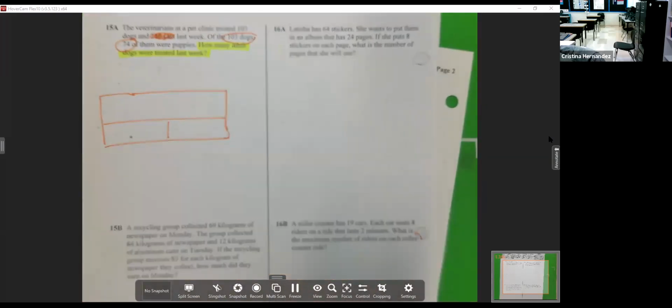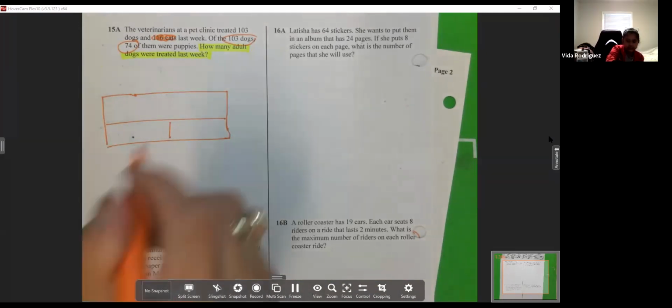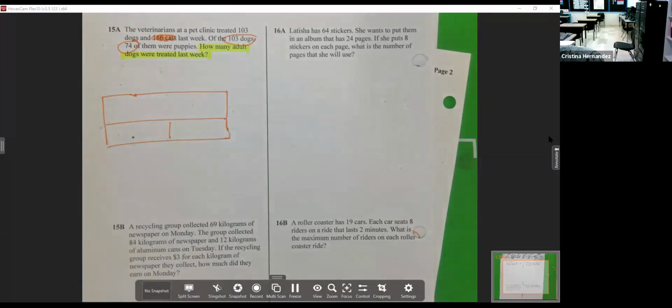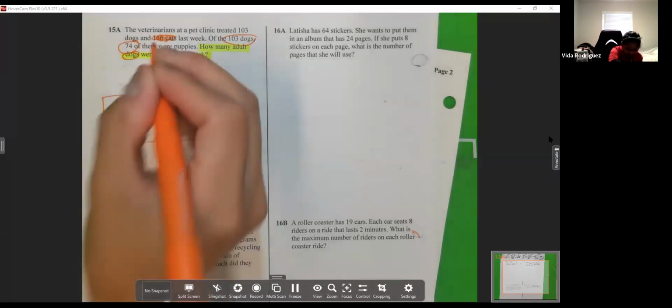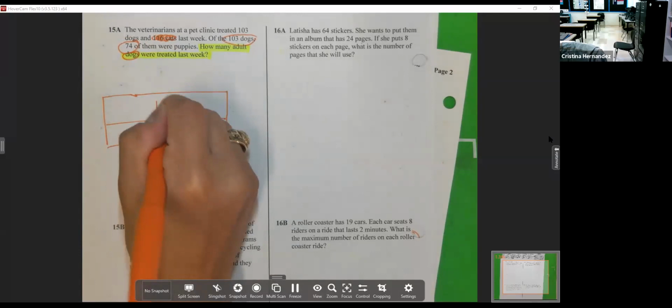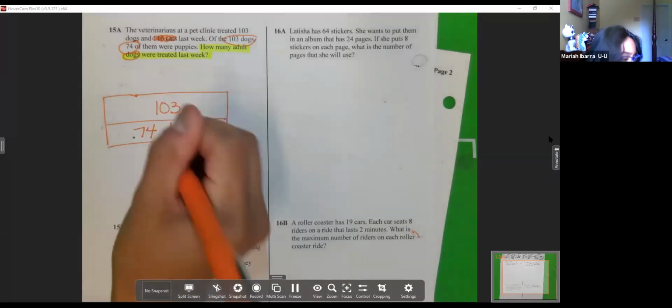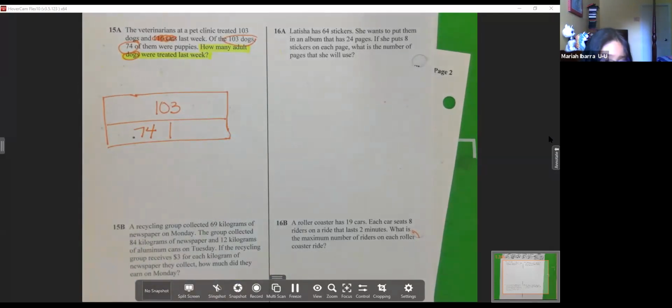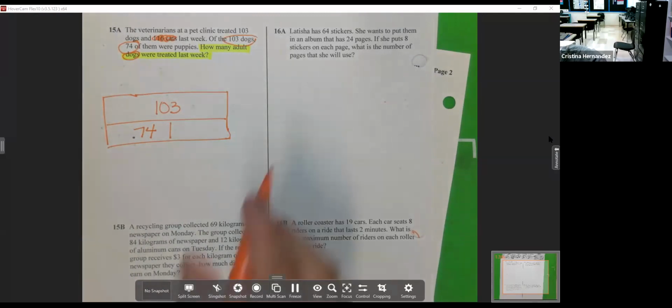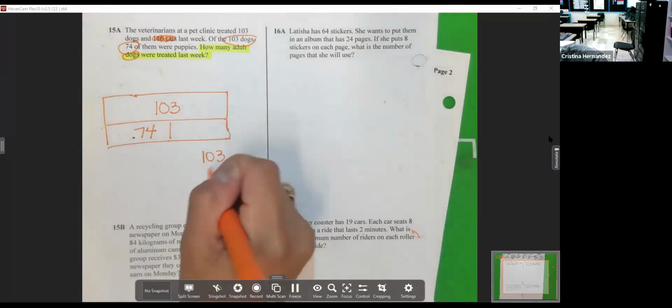What's our total? What's our total number of dogs? 116. Antonio told us to get rid of 116. Did you cross it out? We're looking for the number of dogs. Yeah, my bad. I was just making sure. 103 is our total. And then we have 74. What do we get when we subtract 103 minus 74?